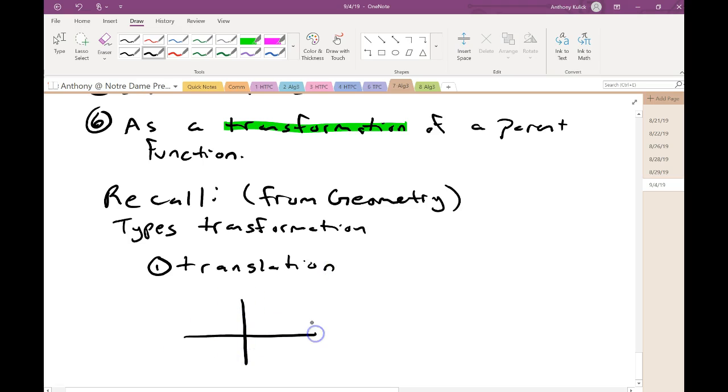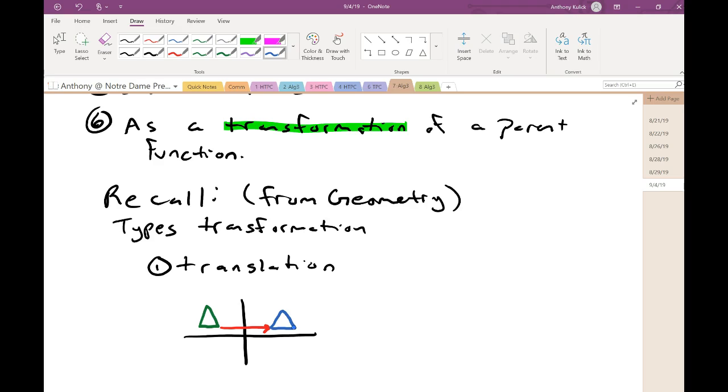And what happened in a translation is you took a shape and you basically moved it to a new location. So notice the size of the shape remains the same. The shape itself remains the same. The orientation, the direction the shape is pointing, stays the same. The only thing that changes is its location. So it's basically you picked it up and moved it somewhere else.